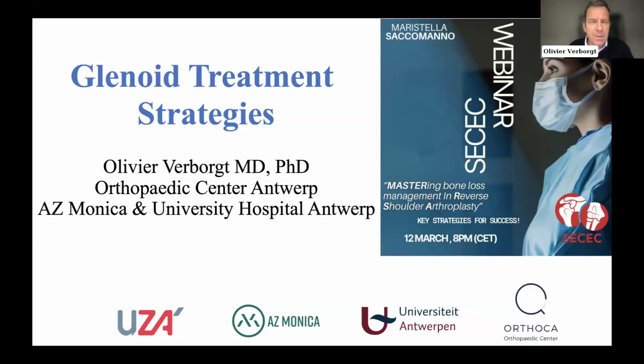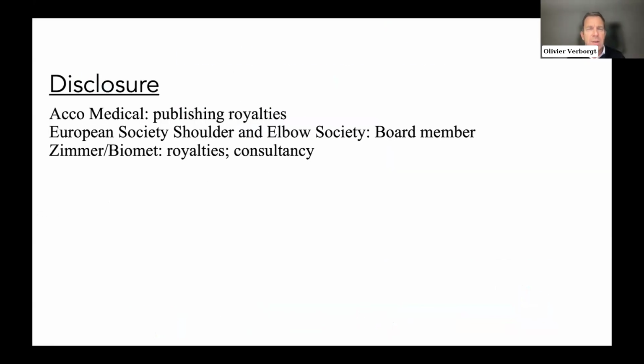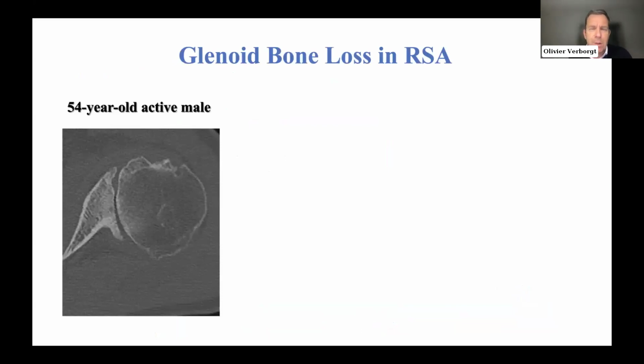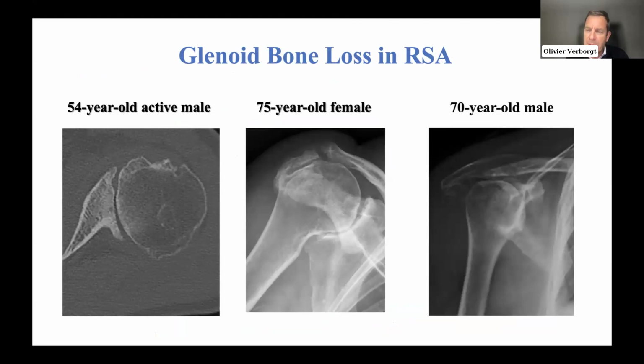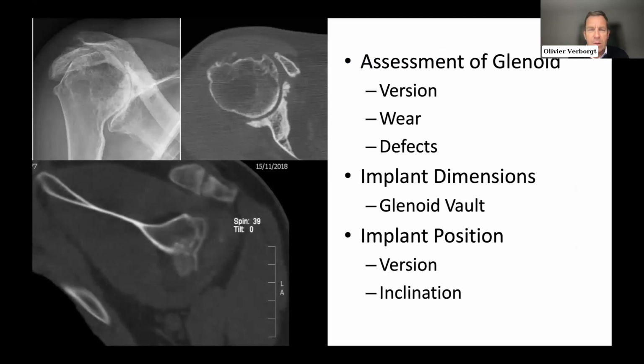So after this extensive introduction by Anna Catarina, I will talk a bit more about glenoid treatment strategies. As you know, glenoid bone loss cases in reverse arthroplasty are not so uncommon. What about this 54-year-old active male with an important posterior wear, or this 75-year-old female with a cuff tear arthropathy and a big superior bone loss? Or even, maybe less common but still once in a while in your practice, a 17-year-old patient with rheumatoid arthritis and important medialization. This is the reality that we are talking about.